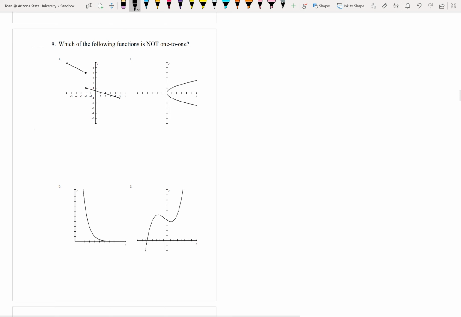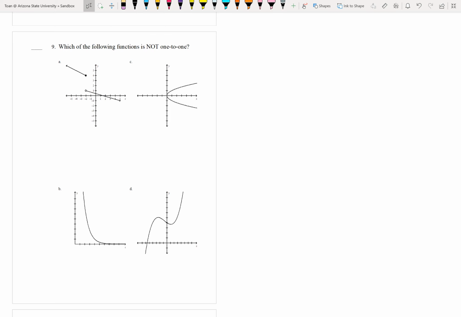Number 9, which graph is not one-to-one? This is an application of the horizontal line test. The horizontal line test states a function is one-to-one if any horizontal line only cuts the graph once. So for example, letter C is one-to-one because no matter what horizontal line I draw, each of those horizontal lines only cuts through once. So applying the horizontal line test, hopefully we can see that letter D is not one-to-one because for example, this horizontal line crosses 3 times. So the answer should have been D, graph D.